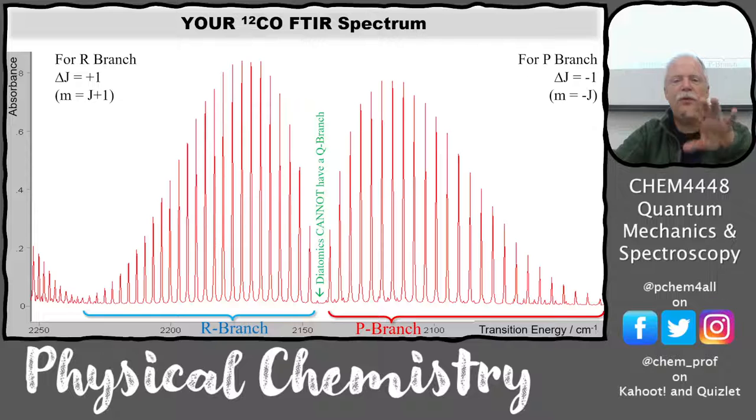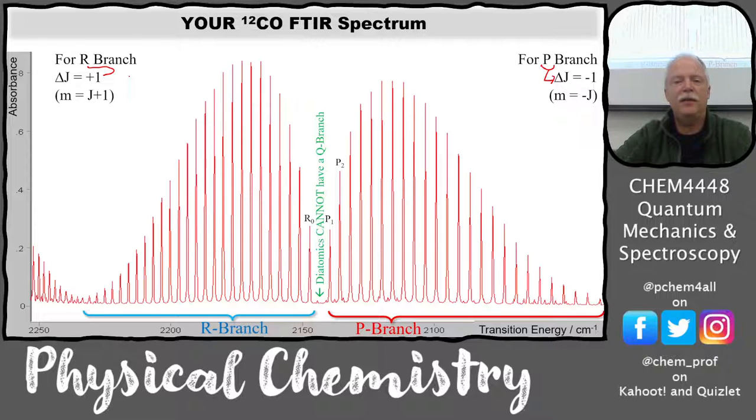So if we want to assign this spectrum, we know that the very first P branch line is P1, because the P branch is delta J minus 1. So we have to start at 1 going down to 0. And then the next one is the first R branch line. R branches are delta J plus 1. And so we can start at 0 there and go up to 1. We know the R branch is on the high frequency side.